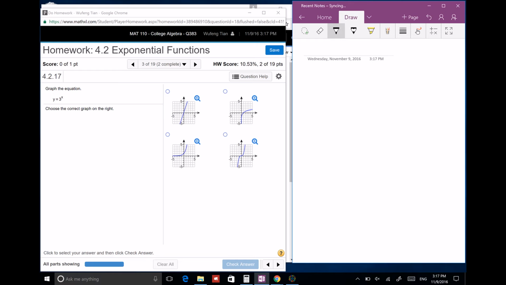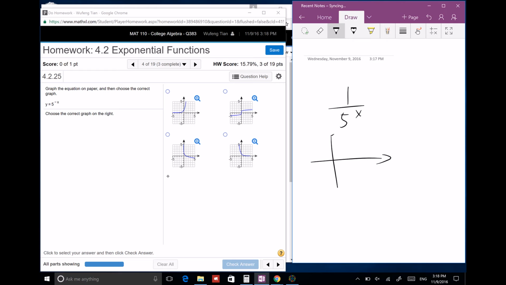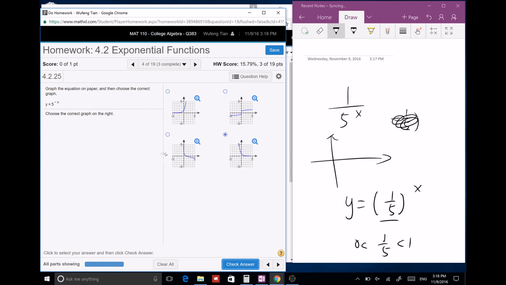3 to the power x is an exponential function, so it's not the first one, it's not the second one, it's always positive, so it's going to be this one. Exponential function with a bigger than 1. Next one, 5 to the negative x, so it's 1 over 5 to the x. Oh, my bad, y equals 1 over 5 to the power x. This base is less than 1 and bigger than 0, so it's decreasing. This one.